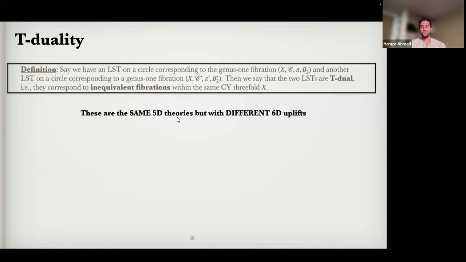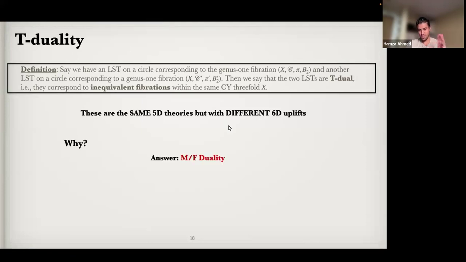So these are the same 5D theories, but with different 6D uplifts. This is the definition of T-duality, right? So that's how I define it. Two different looking 6D theories give you the same 5D theory. But why is this the case? And the answer is M-F duality.